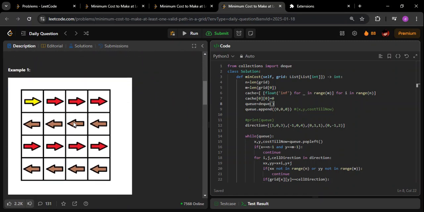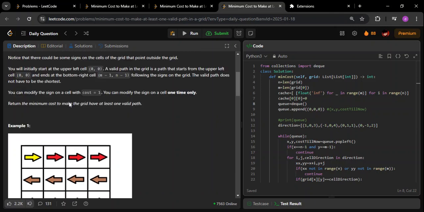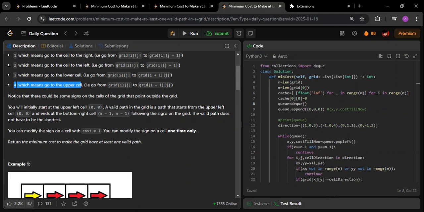You can see the diagram first. What we are given is, throughout the grid we'll be having four numbers. Each cell of the grid is going to have one of four numbers, 1, 2, 3 and 4. When the number is 1, it means that we can go to the right cell without incurring any cost. Similarly, when the number 2 is mentioned, it means that we can go to the cell towards the left without incurring any cost. Similarly, if the number is 3, we can go to the bottom cell. If the number is 4, we can go to the top cell without incurring any cost. I'm just explaining you in very easy words.